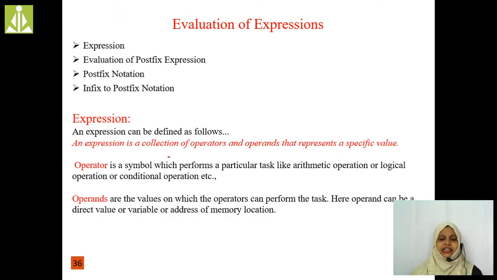Before starting the evaluation of an expression, first you must know what you mean by expression. Generally, an expression consists of operators and operands. An expression is a collection of operators and operands. Whenever we write any expression, that particular expression must give a specific value. Then only we say that the particular statement is an expression.